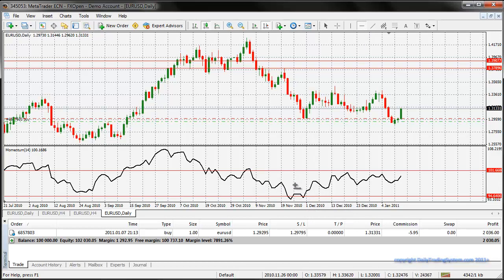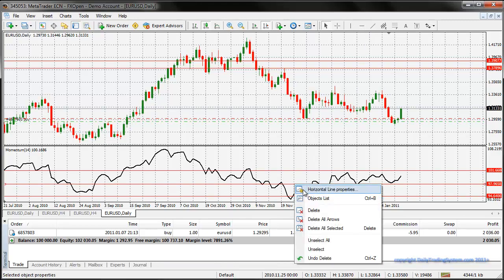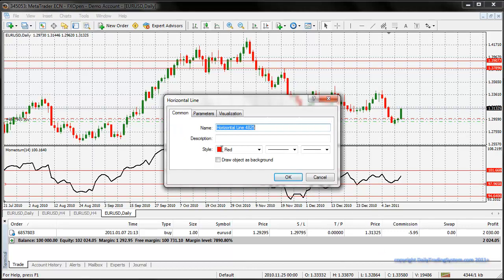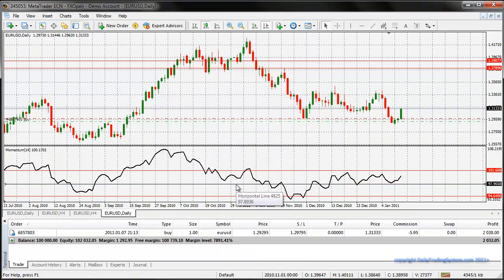Now, another thing that you can do as well, to the best of your ability, is to find a midpoint between the top and the middle. You can change this to a different color if you want to. I'm just going to change this to black for argument's sake. And this could be used as your buy or sell trigger, rather than using the top and bottom lines.